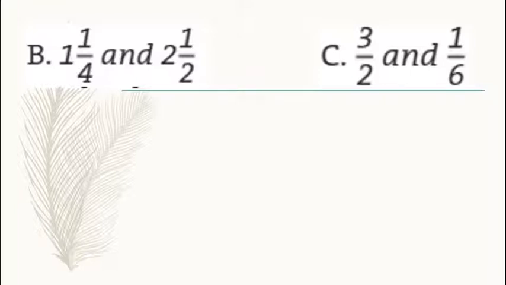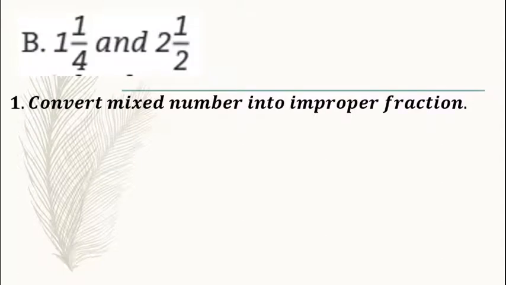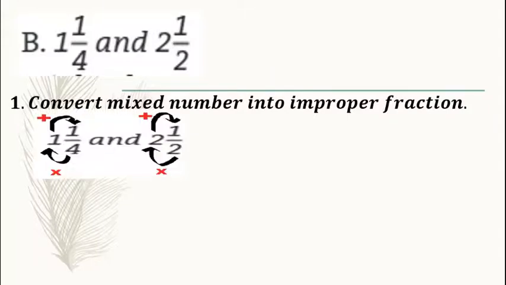Time is up, so let's check if your answers are correct. Let's have letter B. We have 1 and 1/4 plus 2 and 1/2. As you observe, our fractions are mixed numbers. We need to convert them into improper fractions. Again, how do we convert a mixed number into an improper fraction? First, we multiply the denominator by the whole number and add the result to the numerator.